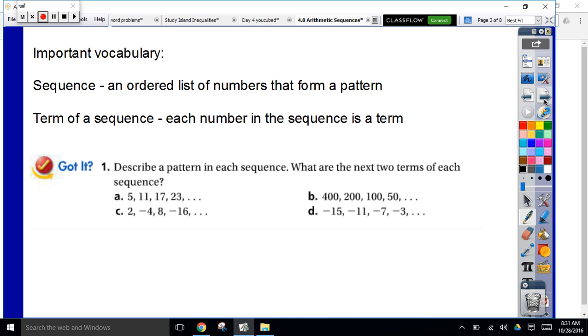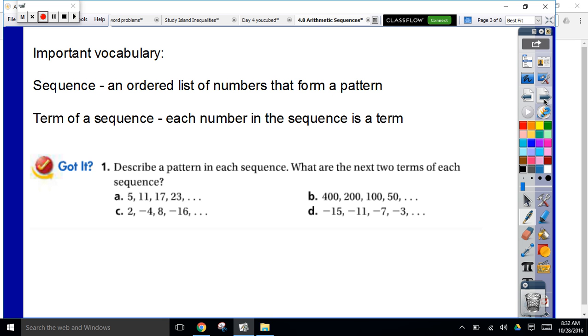Some vocabulary before we start. A sequence is just an ordered list of numbers that form a pattern. So when we were writing function rules, we made our table with our x values and our y values, and each set of numbers made a sequence. So the y values made a sequence. And each number in the sequence is a term. So if we have a list of 5 numbers, the first number is the first term, the second number is the second term, and so on.